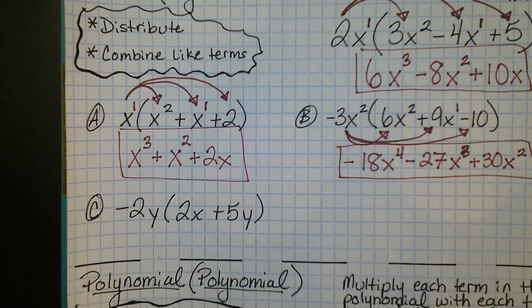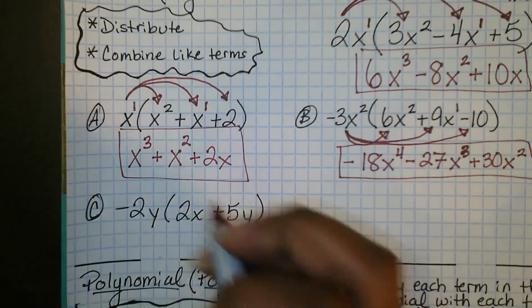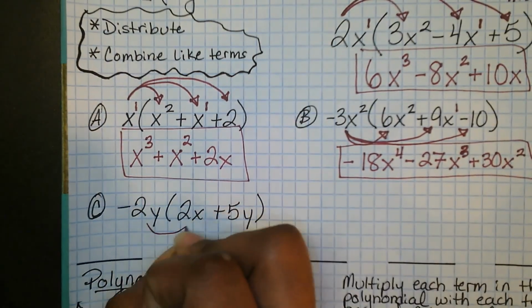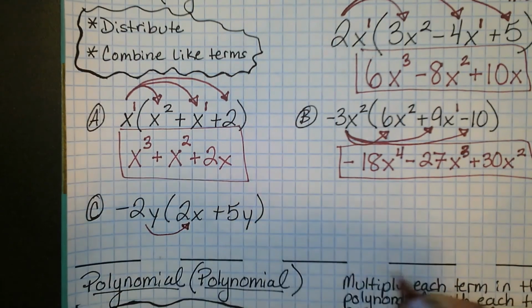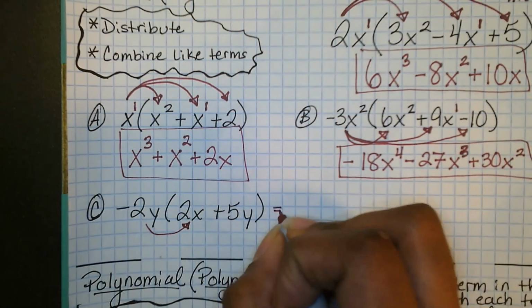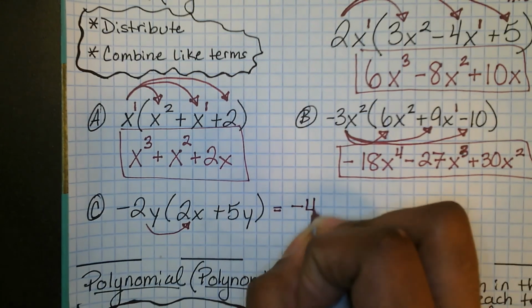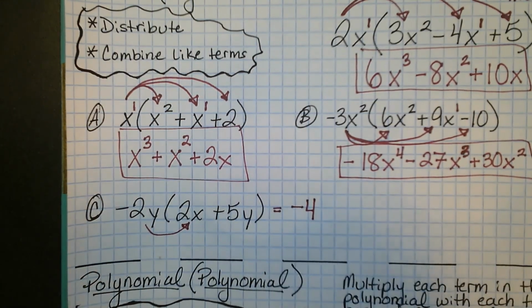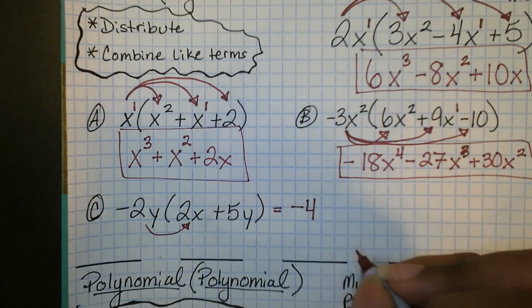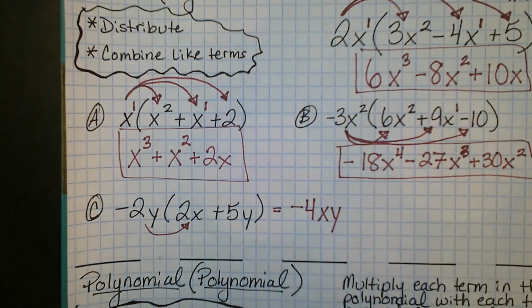This is a monomial times a binomial, so that means we're only going to have to multiply twice. So negative 2y times 2x. Well, negative 2 times a positive 2 is negative 4. And then, like I said, keep both variables. Just go ahead and put them in alphabetical order. So x, y.